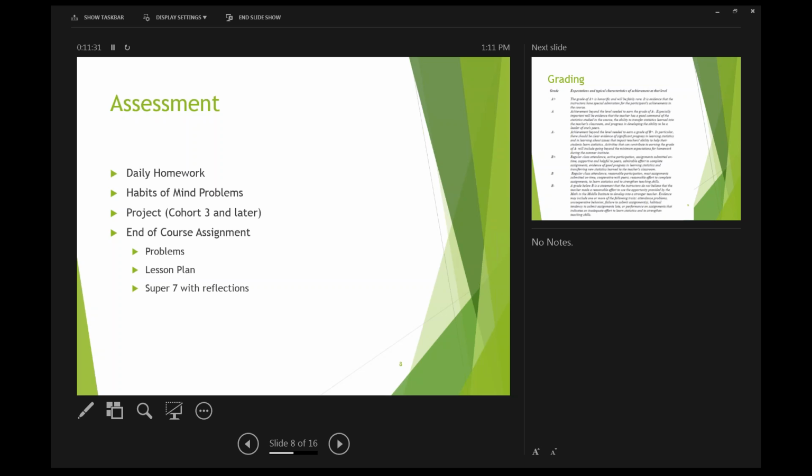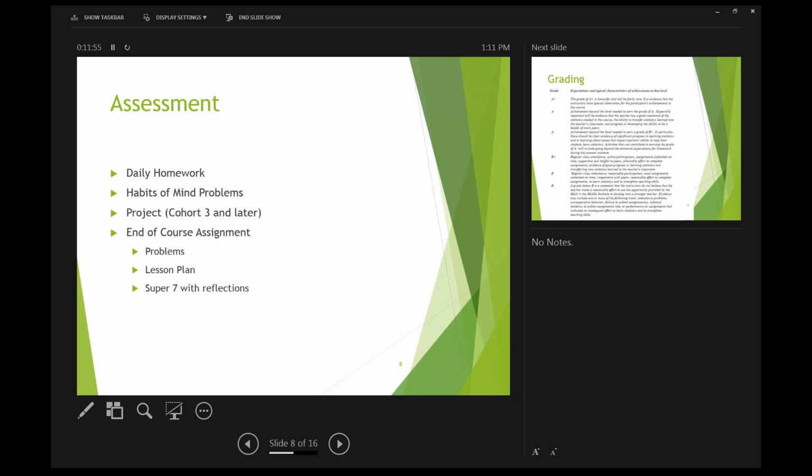As I've mentioned, we had a project with cohorts 3 and later. I think that project has continued to evolve. At this point now, when I taught a similar course most recently, I didn't provide them with a data set. I rather expected them to find a data set that they could use for their project. So all of that, the daily homework, the habits of mind problems, and the project went on during the week or 2 weeks of the course itself.